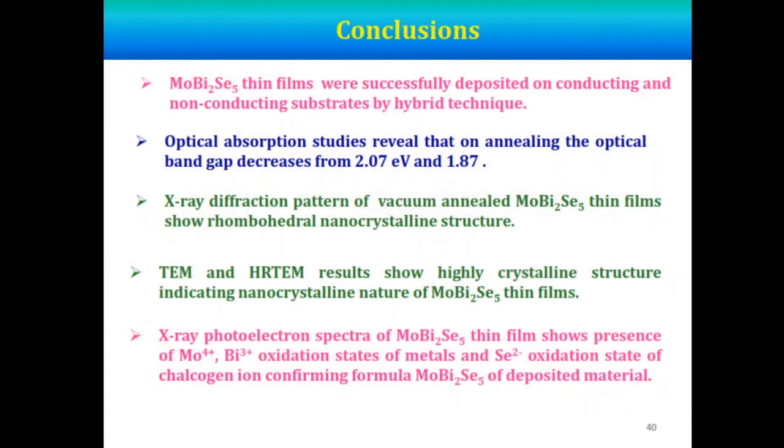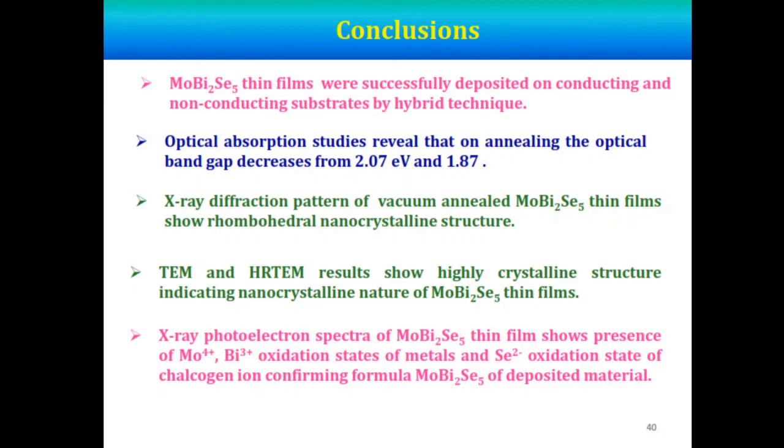These are the conclusions. Molybdenum bismuth selenide thin films were successfully deposited on conducting and non-conducting substrates by a hybrid technique. Optical absorption studies reveal that on annealing, the optical band gap decreases from 2.07 electron volt to 1.87. X-ray diffraction pattern of vacuum annealed MoBi2Se5 thin films shows rhombohedral nanocrystalline structure, and TEM and HRTEM results show highly crystalline structure indicating nanocrystalline nature of MoBi2Se5 thin films.